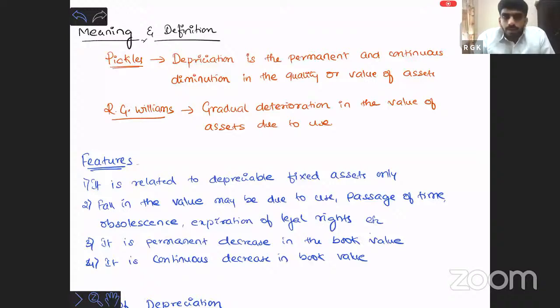So we were discussing depreciation, and I showed you how these conventions and concepts will help us to determine the depreciation. Why depreciation is to be computed with respect to the matching concept, with respect to the cost concept, with respect to the conservatism concept. So based on all these things, our discussion was going on.